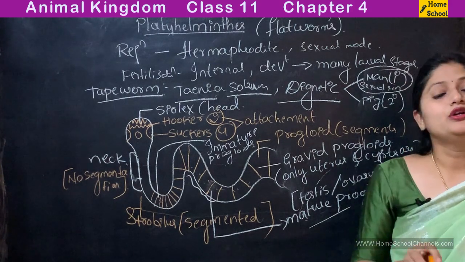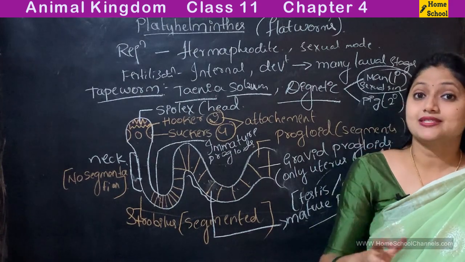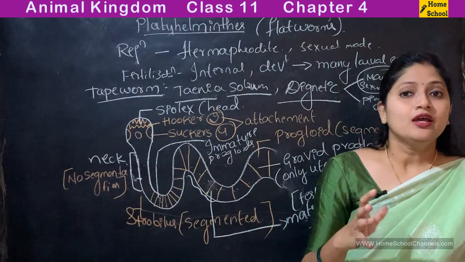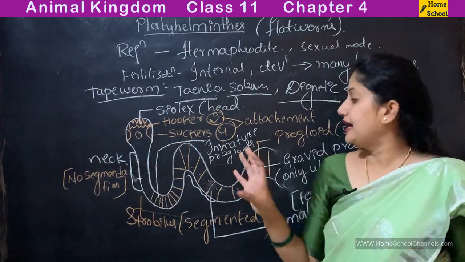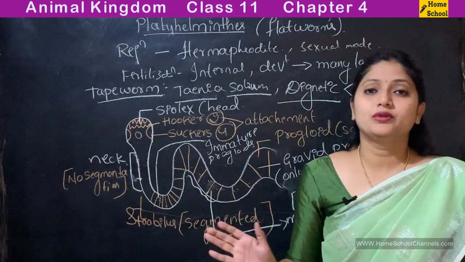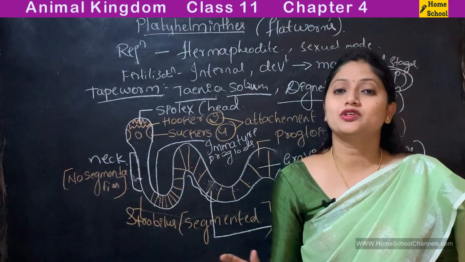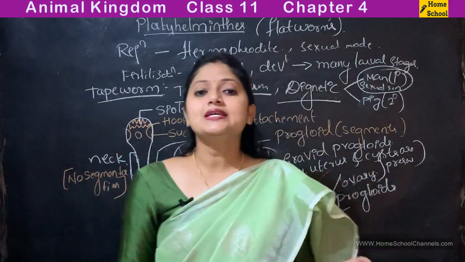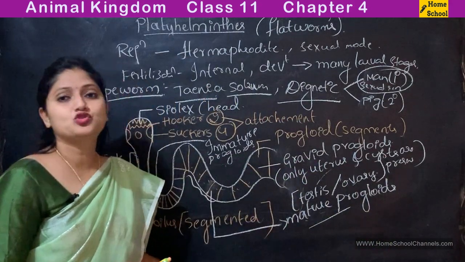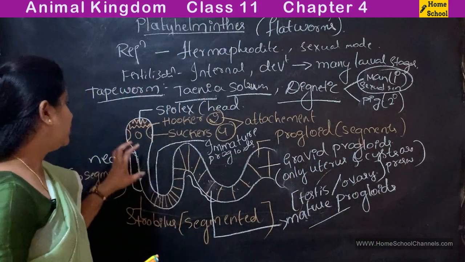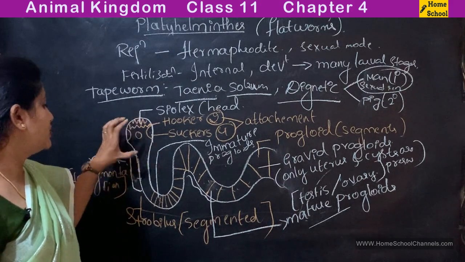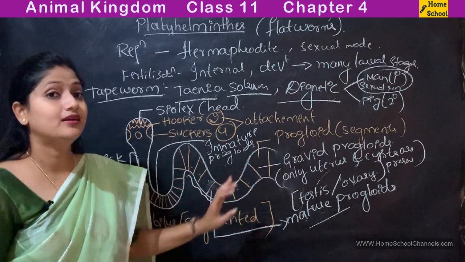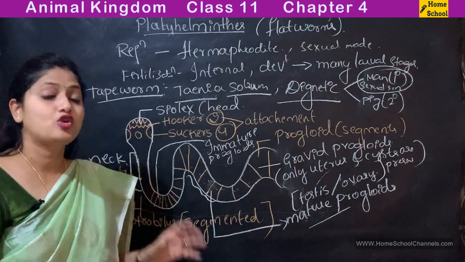Okay, only the uterus and cysts are present after the fertilization has taken place. So this later on will get detached from the body, or they get lysed, which we call apoptosis. Alright, so this is about the structure of the tapeworm. The head part is called the scolex, then the non-segmented part is the neck, and the segmented part is called the strobila or strobilus.